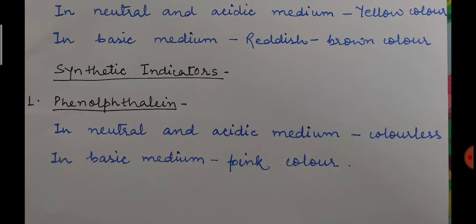Now the next one is synthetic indicators. In synthetic indicators we discussed in detail two: phenolphthalein and methyl orange. The first one is phenolphthalein. In neutral and acidic medium it is colorless, whereas in basic medium it shows pink color. And this is the meaning of an indicator also: in acidic medium and in basic medium they show different colors, and that is how we are able to distinguish between acidic medium and basic medium on the basis of these substances, and they are said to be indicators.